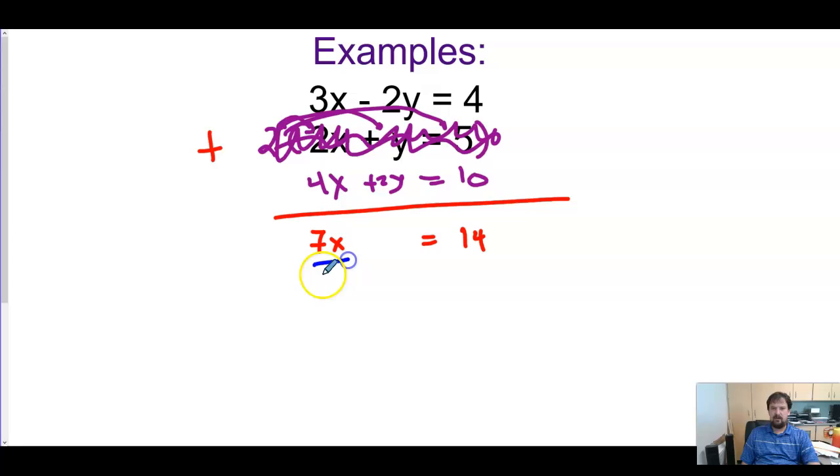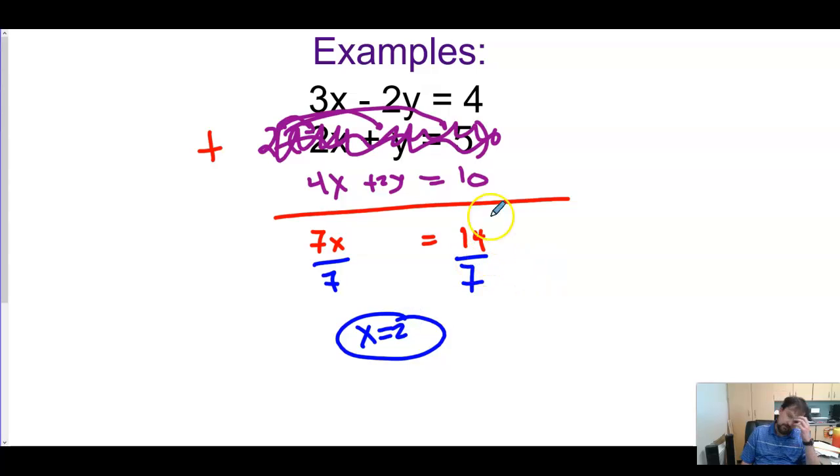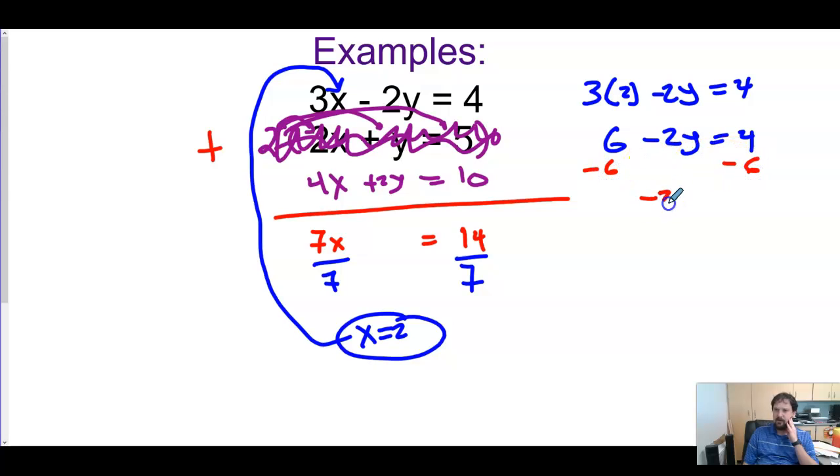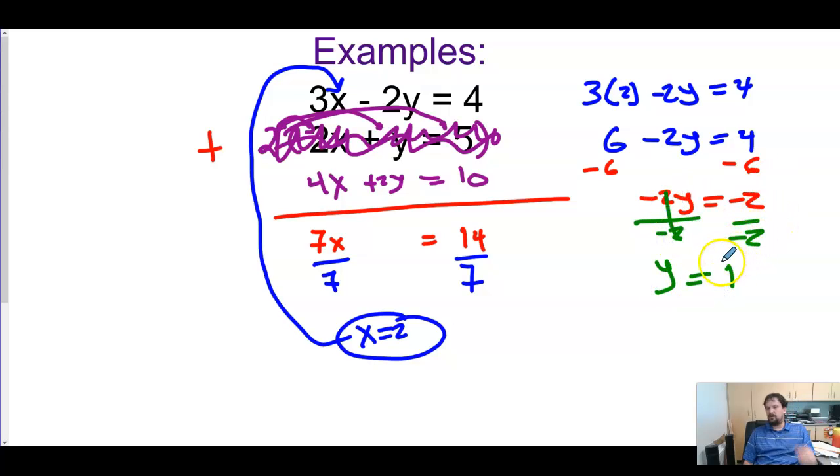Okay, so we're going to go ahead and divide both sides by 7. And we're going to get x equals 2 for my first answer. Now let's go ahead and take that x and plug it in. It doesn't matter which one I plug it in for, so I'm just going to plug it into this one. 3 times x, but x is 2, minus 2y equals 4. 6 minus 2y equals 4. Let's go ahead and minus 6 from both sides. And we get negative 2y equals negative 2. And we'll go ahead and divide by negative 2. And y equals 1, because negative 2 divided by negative 2 is 1.